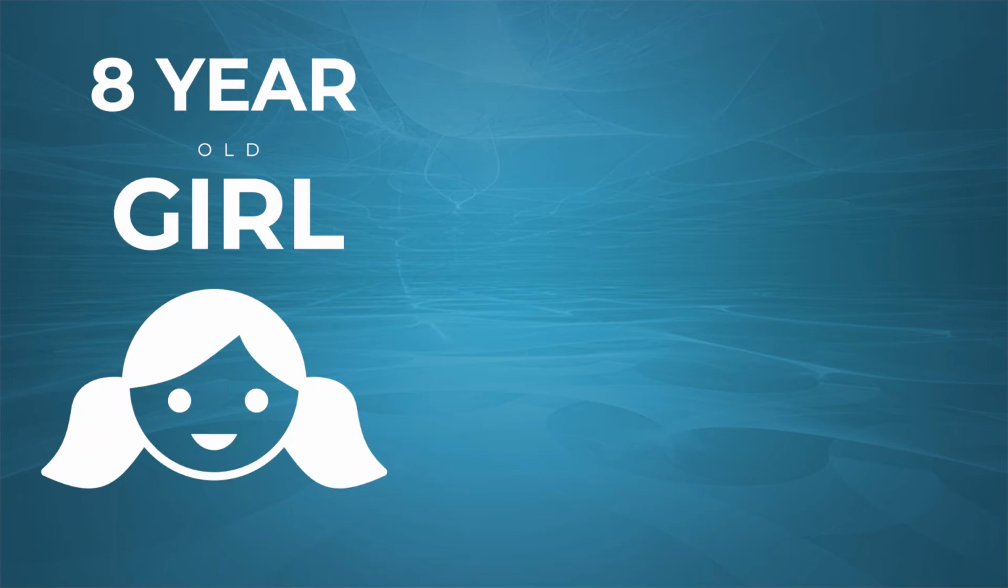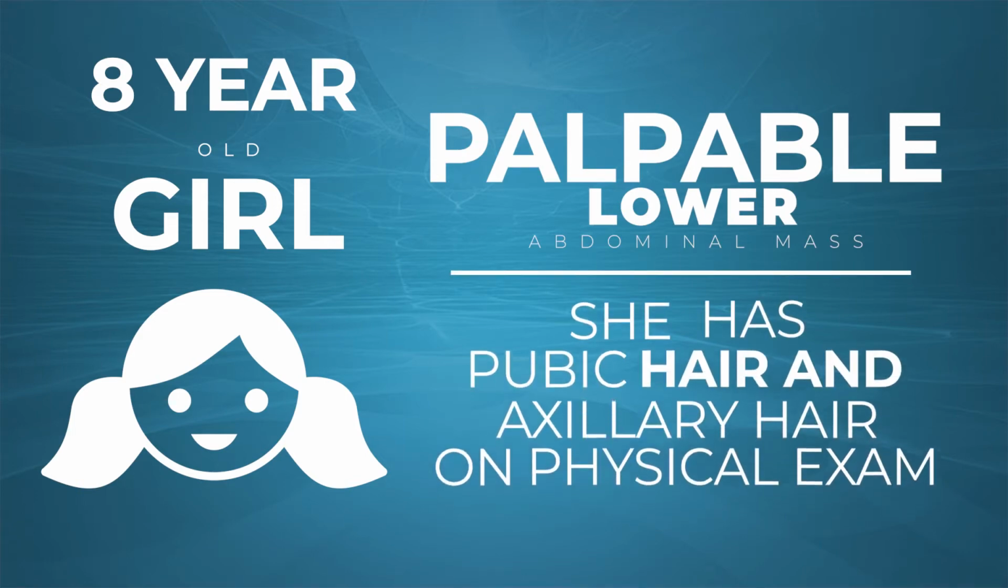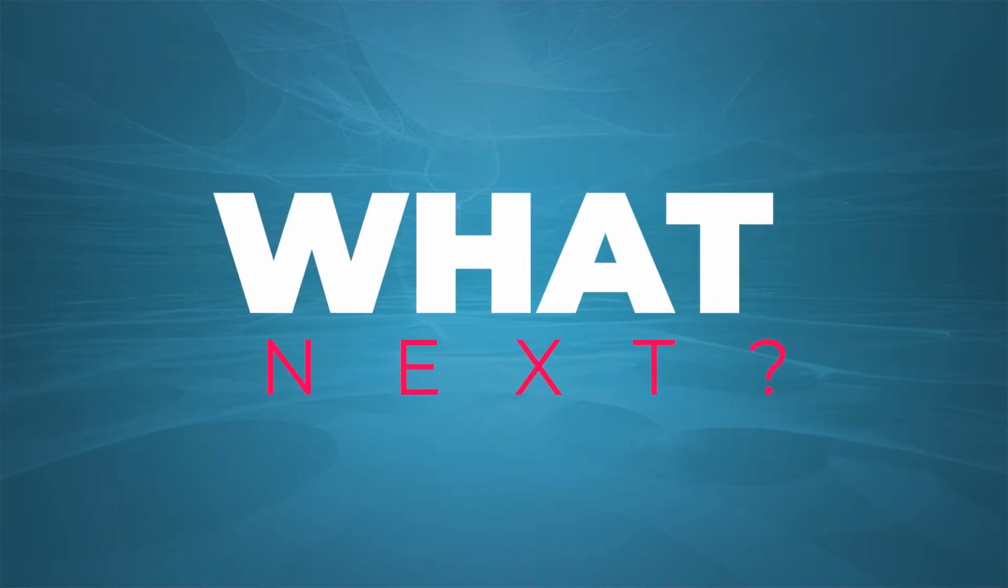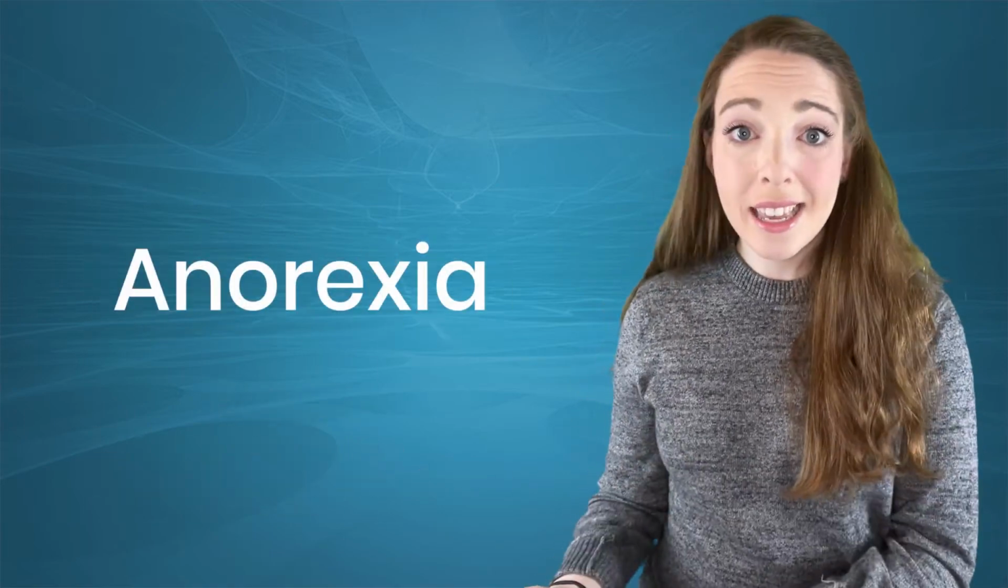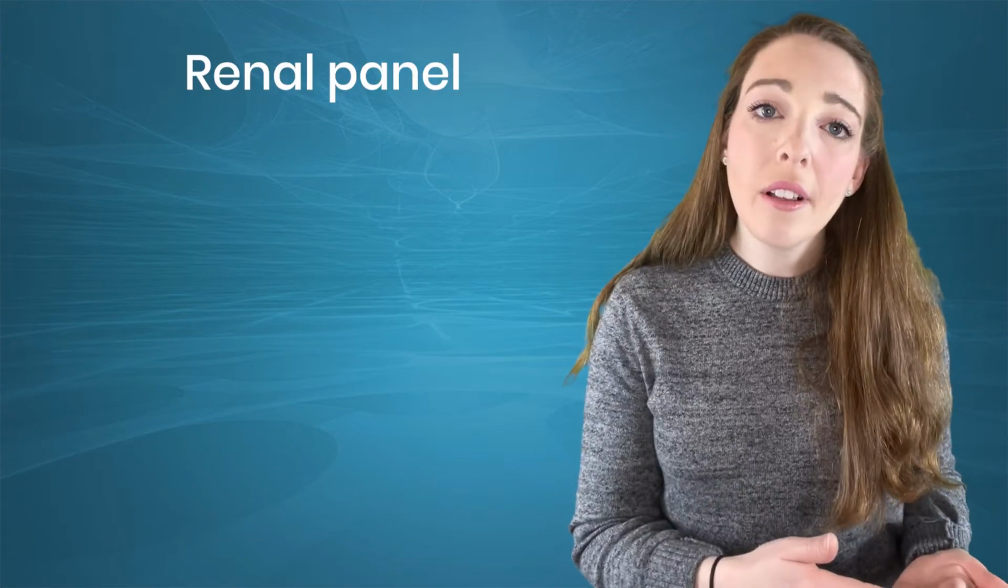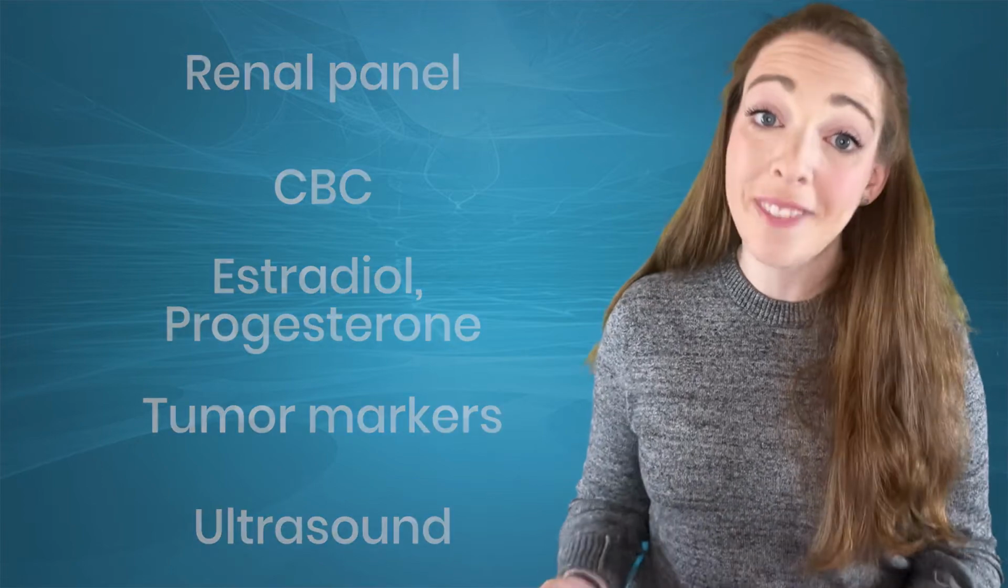You have an 8-year-old girl who comes into the emergency room like yesterday with a palpable lower abdominal mass. You also notice that she's got some pubic hair and some axillary hair on your physical examination. What are you going to do next? In this child, we're worried about precocious puberty from the ovarian mass. And after asking about associated symptoms like pain and distension, anorexia, urinary changes, or changes in bowel habits, all the normal stuff, we need to complete a full workup. This includes a renal panel, CBC, estradiol, progesterone, tumor markers, and an ultrasound to better define the mass.